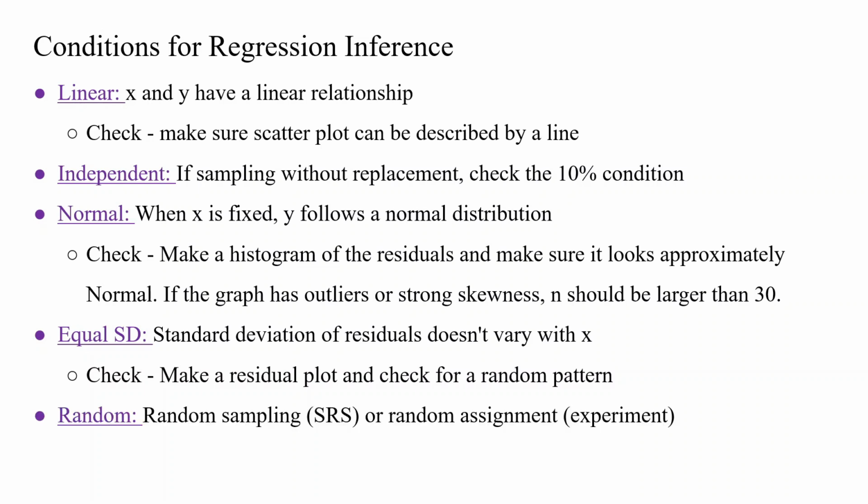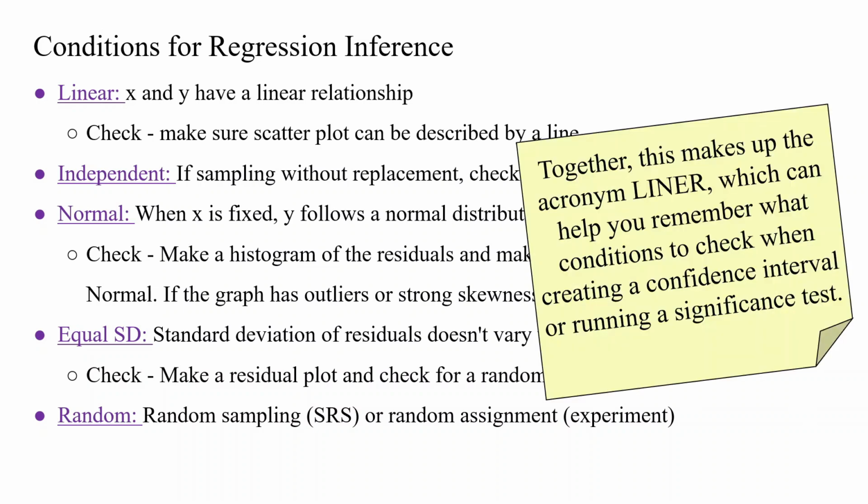And finally, the last condition, can you believe there's 5 of these? The last condition is random. We have to make sure that we took a random sample or we had random assignment in an experiment. Now there's 5 conditions, which is a lot. And I've ordered them this way because we do have a little bit of an acronym to remember them. Together, the acronym is LINER. So we have LINER to help you remember what those conditions are. So when you're creating a confidence interval or running a significance test, you can make sure that you hit on all of those conditions. Okay.